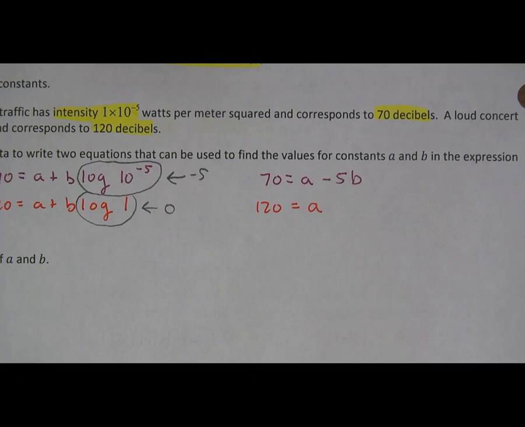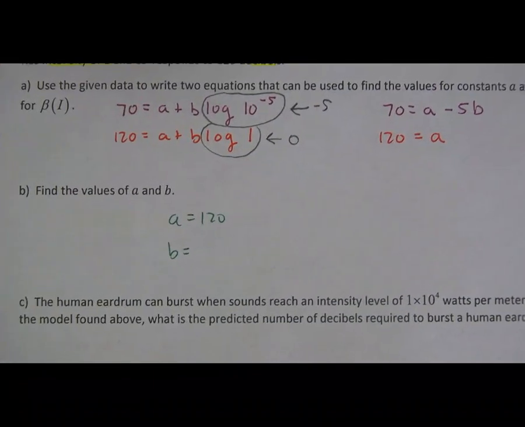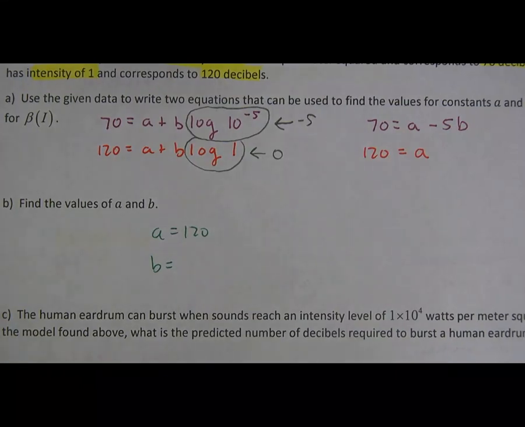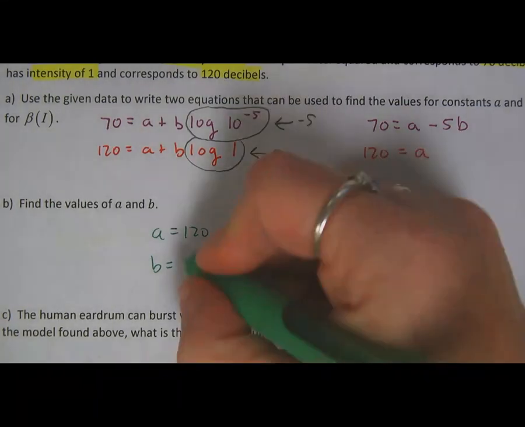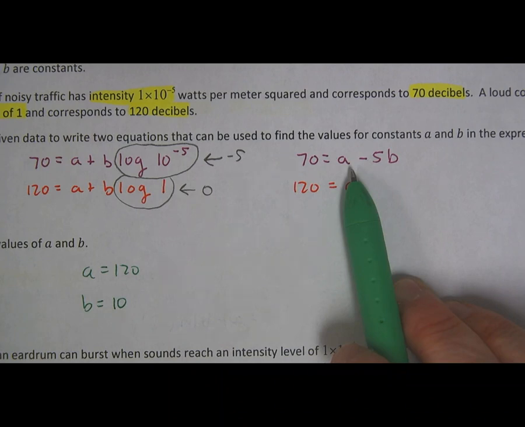Any other questions? So, as a mathematician, I prefer this way. I don't want to do elimination of logs and all that business if I don't have to. So if A is 120, I've already kind of started the process down here. A is 120. What are you getting for B? You should be getting 10, because right here, if you plug in 120 for A, then on the calculator you just do 70 minus 120 divided by negative 5, and you get 10.